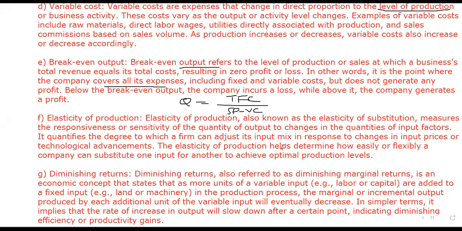Diminishing returns is simply a concept we use in economics that states that as we add more units of a variable input, such as labor and capital, to a fixed input like land or machinery, as the production process continues, the incremental output by an additional unit will eventually decrease. In simpler terms, the rate of increase in output will be slow as we add an additional unit. So that is what you needed to understand.